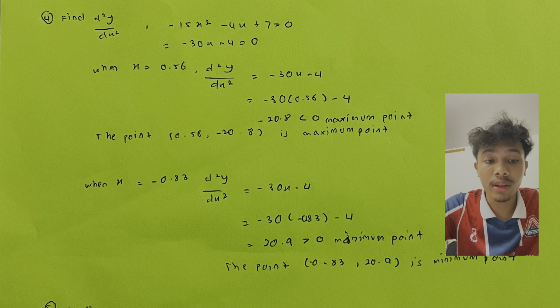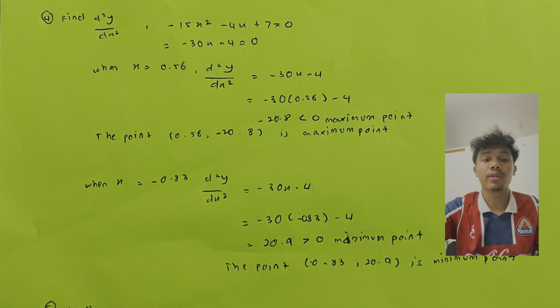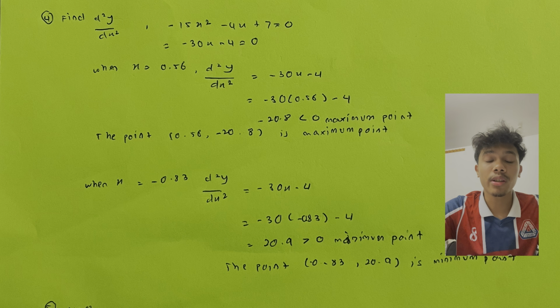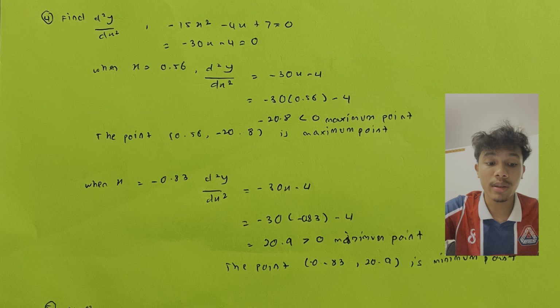For the next equation, when x equal to negative 0.83, after you differentiate it 2 times, that is negative 13x minus 4, you enter the negative 0.83 into the equation and you will get 20.9 more than 0. That will be your minimum point. The minimum point is negative 0.83 and 20.9, and that will be the minimum point.